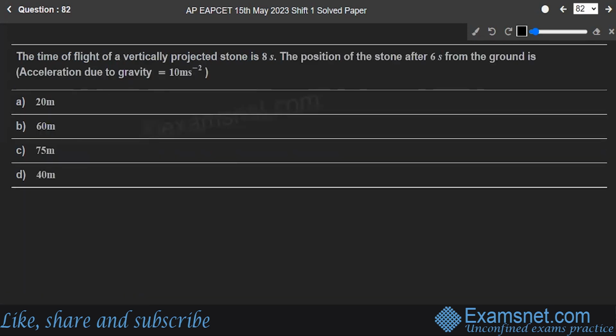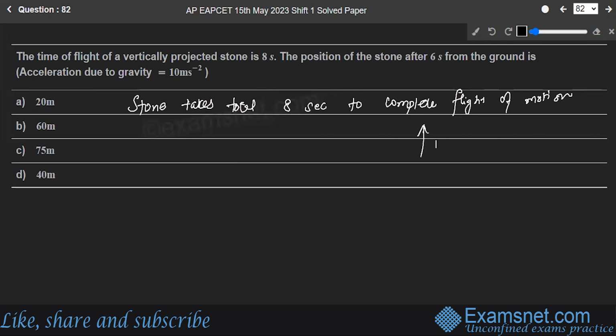Next is question number 82. The time of flight of a vertically projected stone is 8 seconds. The position of the stone after 6 seconds from the ground, with the acceleration due to gravity taken as 10 meters per second square. See, the stone takes a total of 8 seconds to complete the flight of motion. So it will take 4 seconds for upward motion and 4 seconds for downward motion.